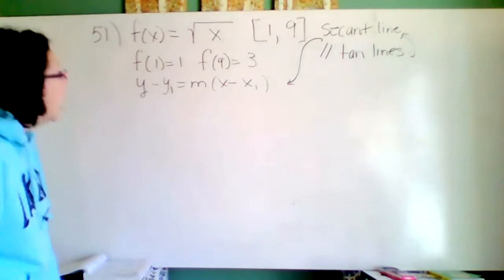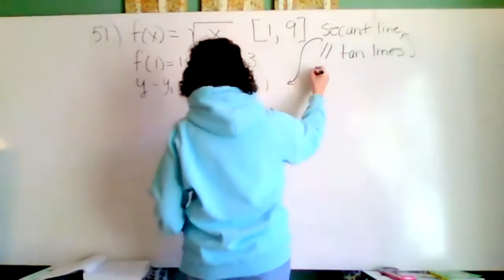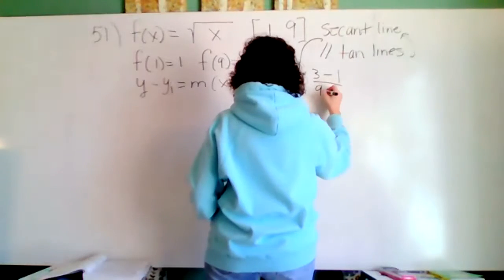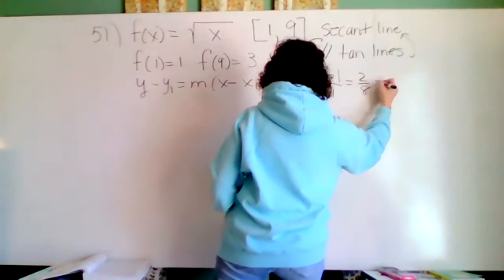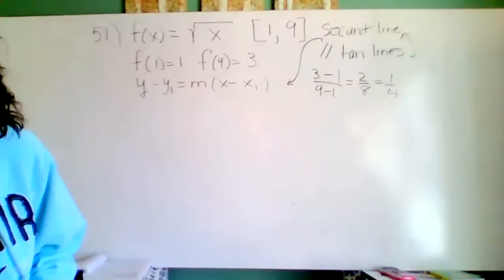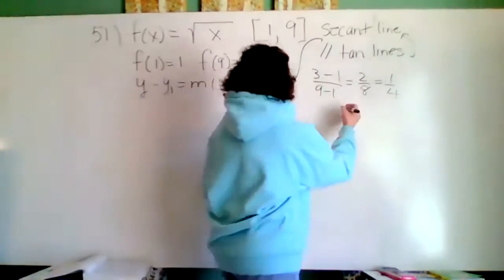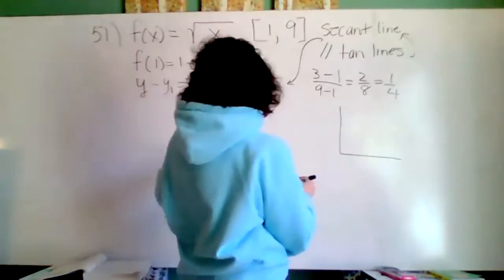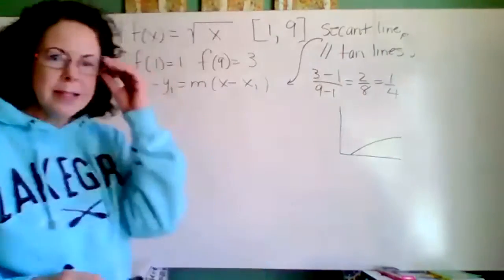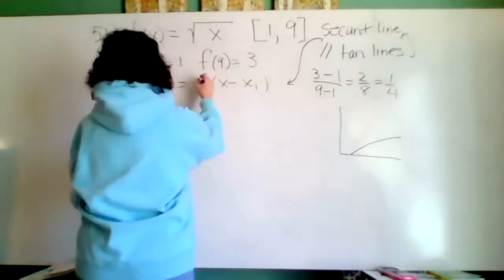Okay, so let's see. The slope, I'm going to check that out. So the slope of my line would be 3 minus 1, which is 2, over 9 minus 1. So I get 2/8, which is 1/4. Okay, so that's the slope. And I just want to point out that that makes sense. If I graphed the square root function from 1 to 9, anywhere you draw a tangent line, that's going to be a positive slope and not very steep. So the slope right here is 1/4.